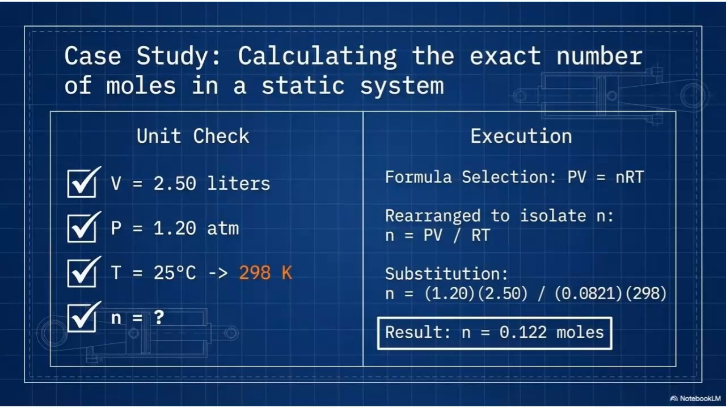Let's look at this problem. I'm giving you one volume, one pressure, one temperature. I want to know how many moles I have if those are my conditions. So we have Boyle's law, we have Charles's law, we have combined gas law, and now we have ideal gas law. How do I know which one I need to use?